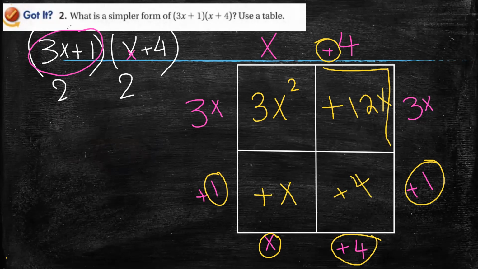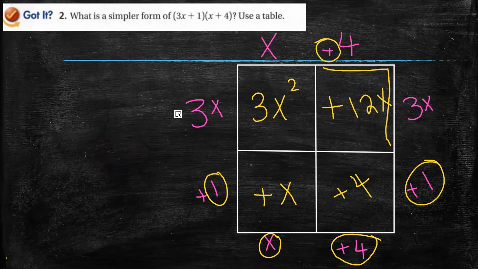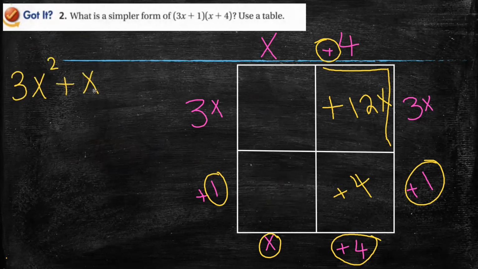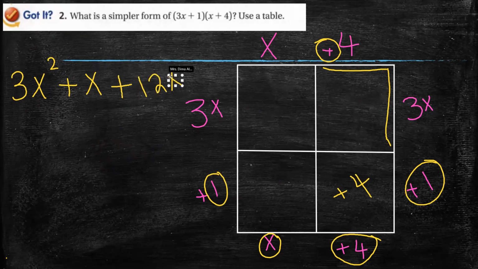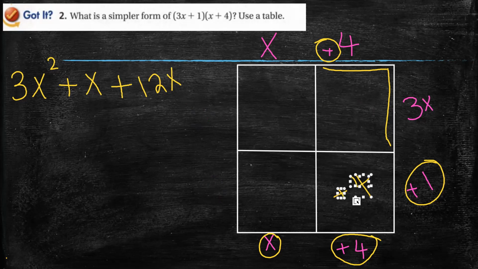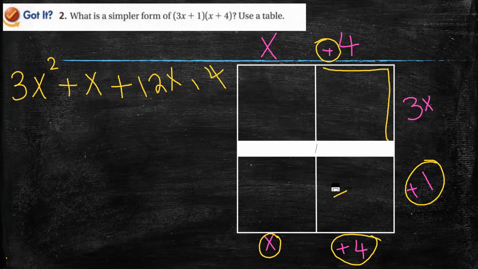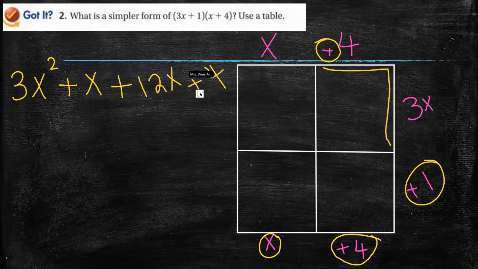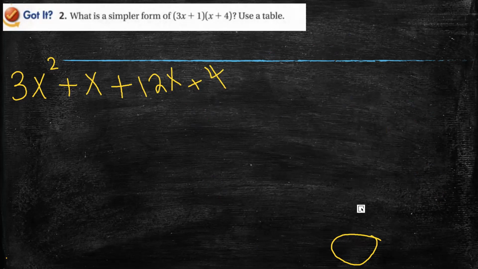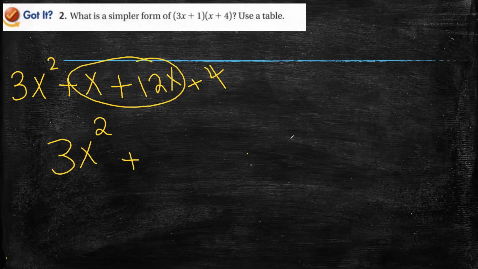Then after that, I finished the multiplication. Now I want to simplify them. I will take 3x squared here, and x here. Plus. Don't forget the signs, because the signs help me know what the signs are between them. Plus x, plus 12x, and the last one here is positive 4. 12x and x will be 13x. Then I say goodbye to the table. Now to simplify, I will write down 3x squared. Then look here. Can I simplify them? Can I add them? Yes, 13x. It will be 13x plus 4. That's it.